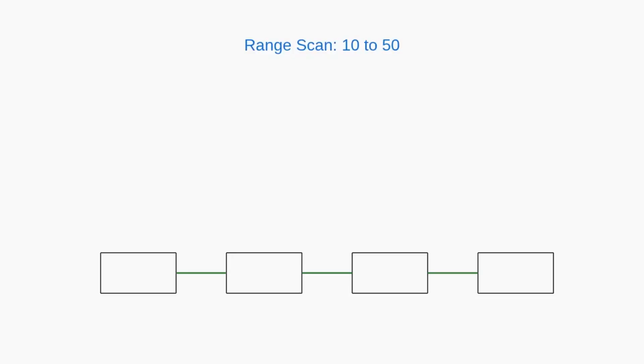This combination of vertical traversal for single lookups and horizontal traversal for range scans is why B-trees have been the gold standard of database indexing for over 40 years.